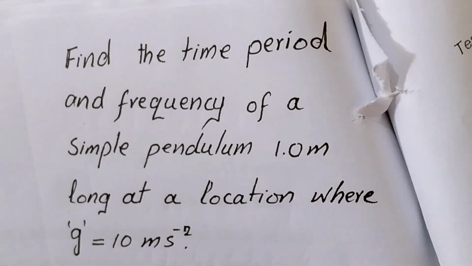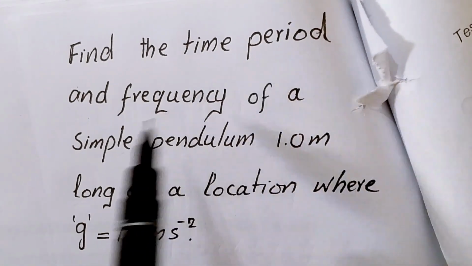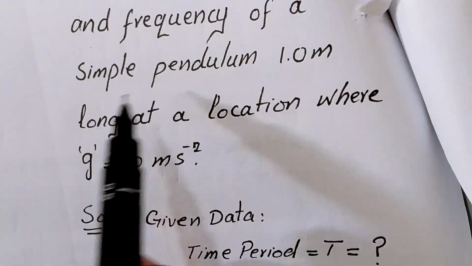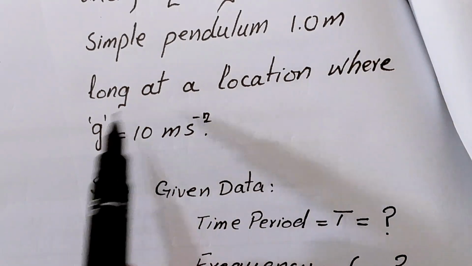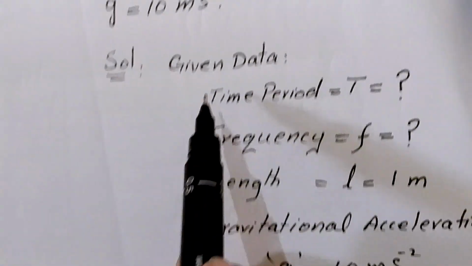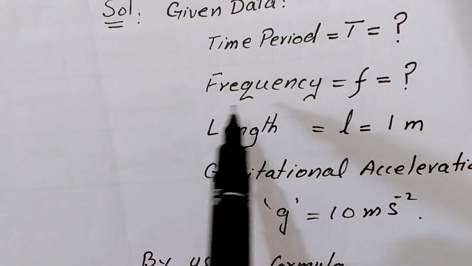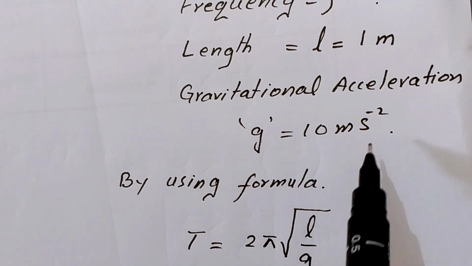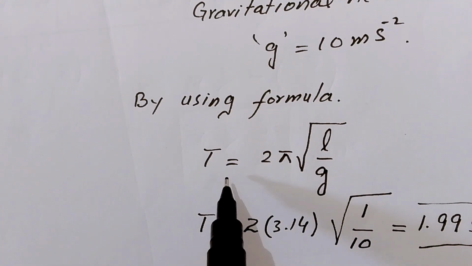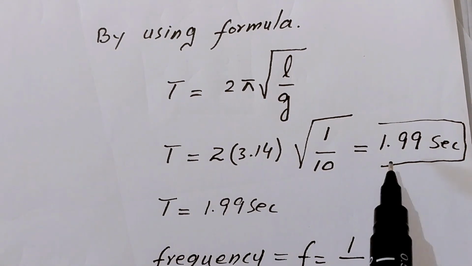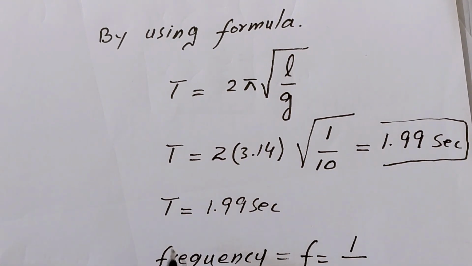Once again, we have this question over here. We have to find the time period and frequency of a simple pendulum 1 meter long, length is 1 meter at a location where g is equal to 10 meter per second square. So given data was time period, we have to find frequency, we have to find length is given, gravitational acceleration is given 10 meter per second square. By using formula T is equal to 2 pi square root of L over g, by putting all these values in this formula, we will get 1.99 second time period.